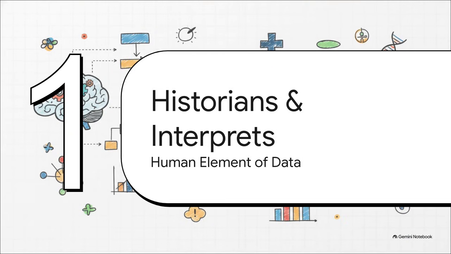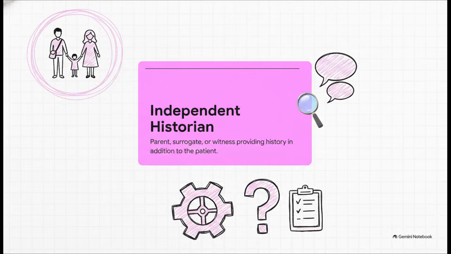Next up, Section 4, Independent Historians and Interpretations. This is the human element of our data. An independent historian is required when the patient themselves just isn't able to provide a complete or reliable history, or maybe when a confirmatory history is medically necessary. This could be a parent, a guardian, a surrogate, a spouse, or even a witness. The crucial detail here is that they are providing history in addition to the patient.